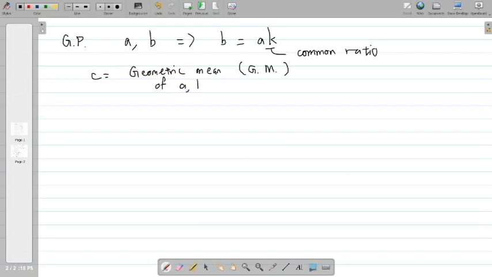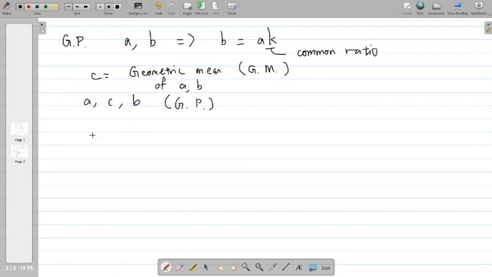So what this means is that A, C, B must be in geometric progression because C is the geometric mean of A and B. So that means it is the geometric average of A and B. If A and B are in geometric progression and C is the geometric mean, then that means that it is the average of these two in geometric progression. Right? It is the average of A and B in a geometric progression.